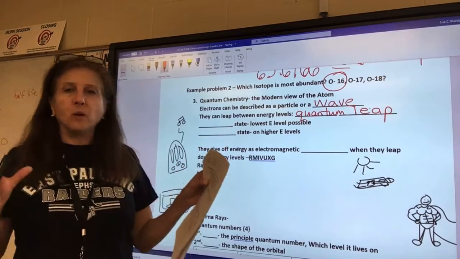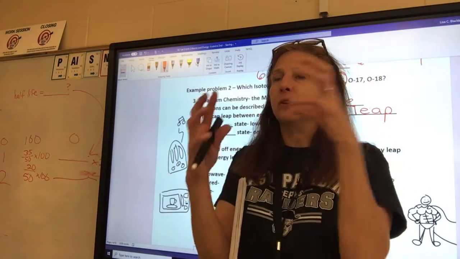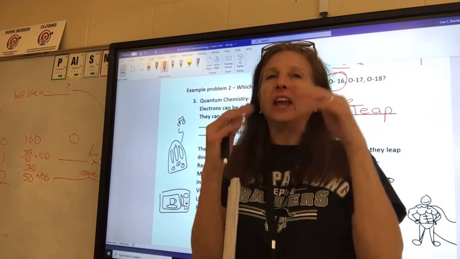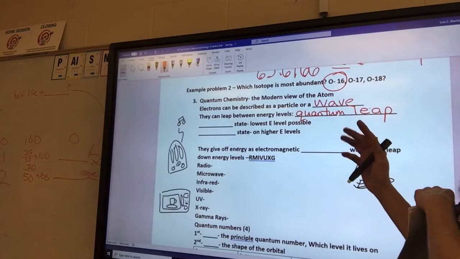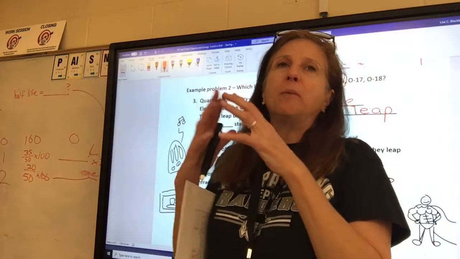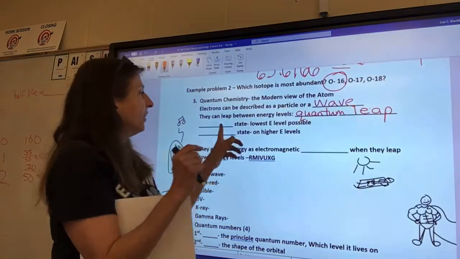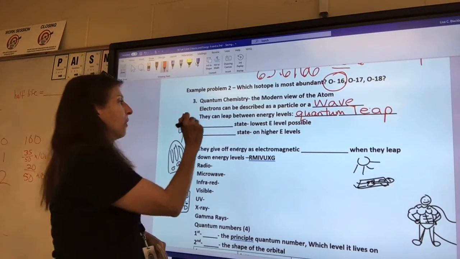Okay, so what this is talking about is, remember, the modern view of the atom: you have the nucleus, then the electrons hang out in clouds. They can jump between the levels, these orbitals, and that's a quantum leap. What we're going to do is learn how to tell where those electrons are. Now, if they are at the lowest energy level possible, it's said to be at the ground state.